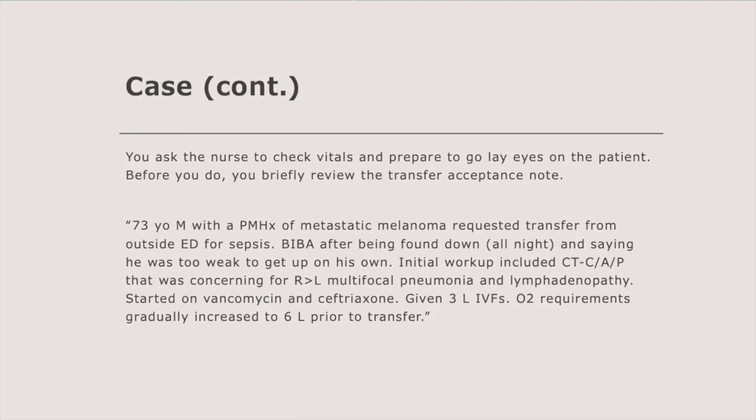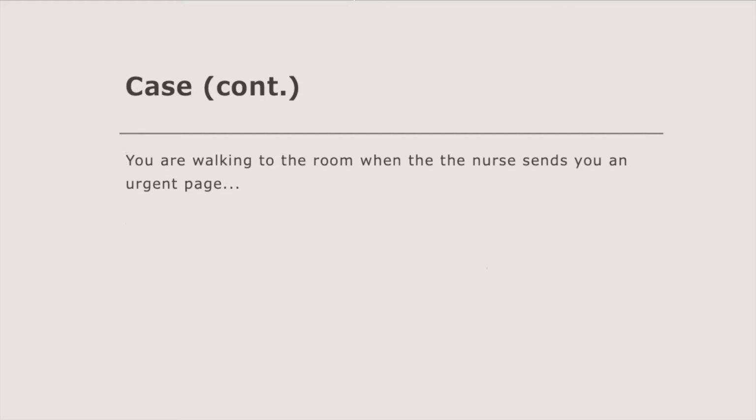Initial workup included a CT chest, abdomen, and pelvis that was concerning for right greater than left multifocal pneumonia and lymphadenopathy. And he was started on vancomycin and ceftriaxone. He was given 3 liters of IV fluids, and then his oxygen requirements gradually increased to 6 liters prior to transfer. So you are walking to the room when the nurse sends you an urgent page.